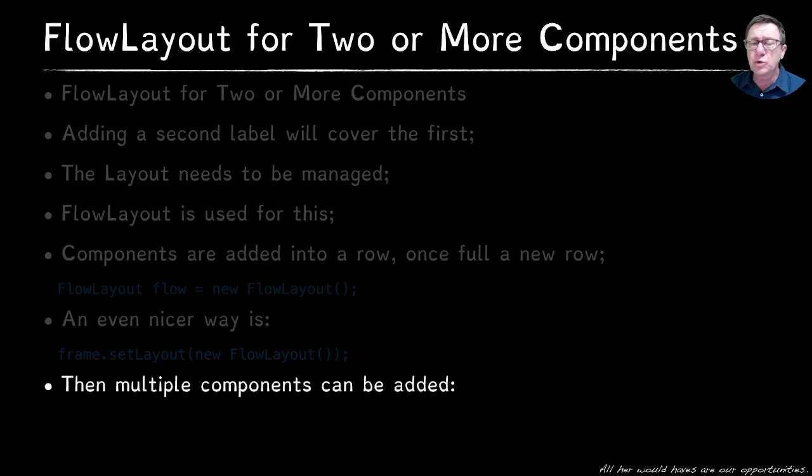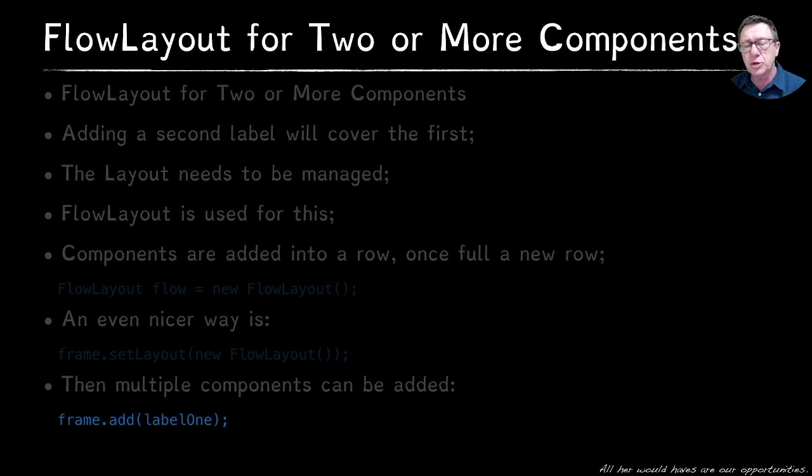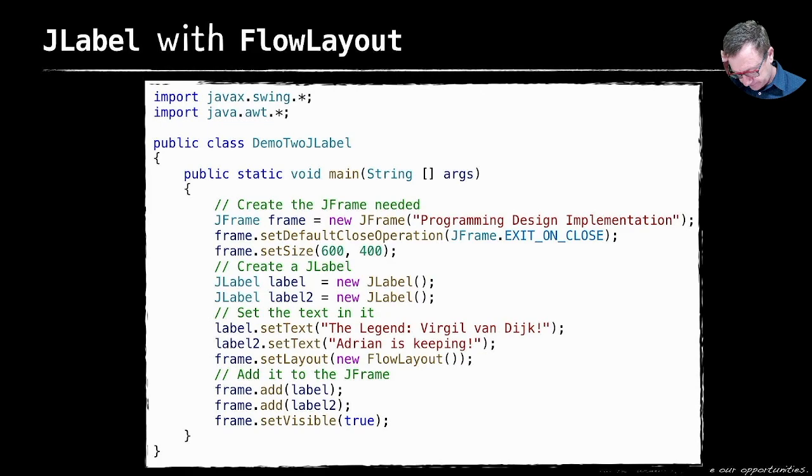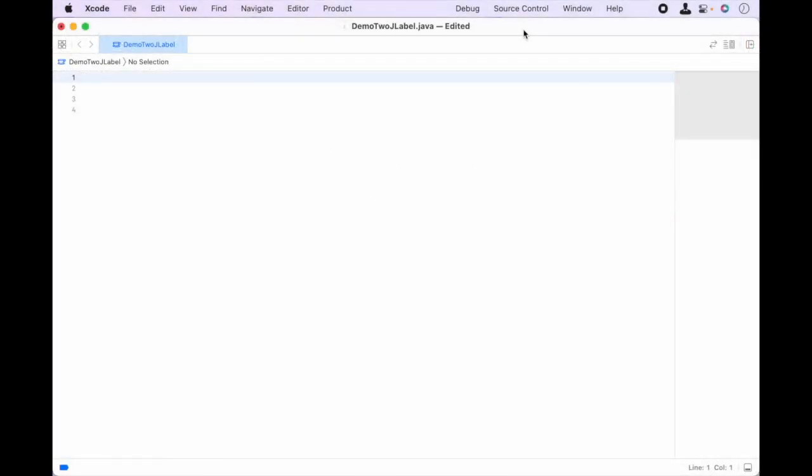Then what we can do is we can start to add multiple components to our frame. As we show here, label1, label2, label3, we can then be adding lots and lots of different things to our frame. Some sample code for you to play with, to look at and see how we go about using this flow layout. Let's have a look now at the JLabel, the JFrame, along with flow layout.